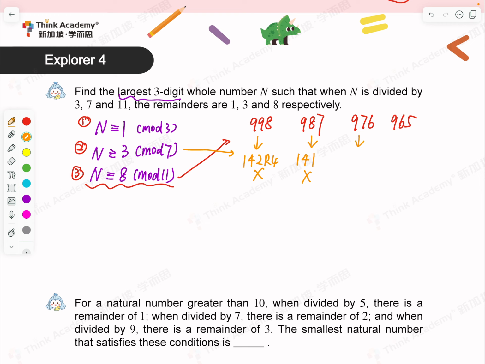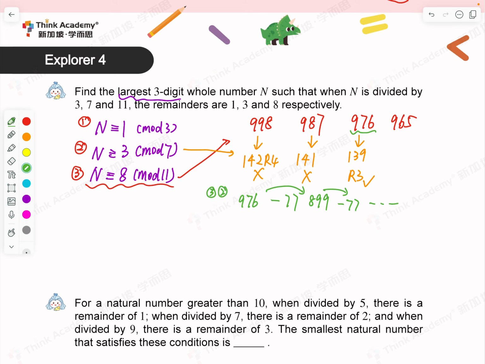So 976 divided by 7 is 139, remainder 3. Yes, I can find out now the biggest number that can meet this requirement is 976. So we start from 976, and each time I minus what? I minus 77, right? I minus 77, it will become 899. Then I minus 77 and continue, because this number meets requirements 3 and 2.